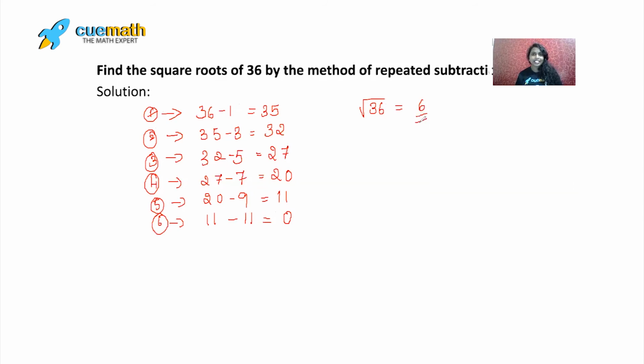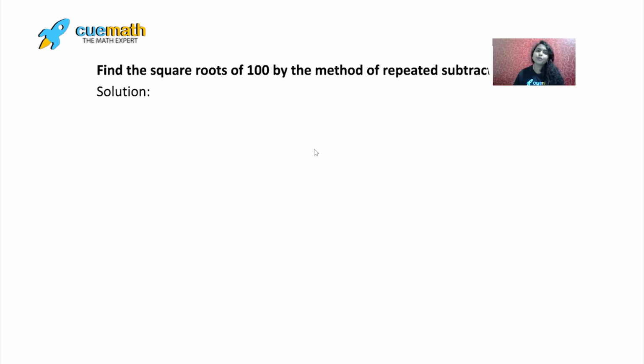I think this is very interesting, right? And this method is a bit long because when you find the square root of higher numbers, this method seems to be lengthy. Why? Because you have to do the repeated subtraction, is it not? So next, let's do another example too. Now let's find the square root of 100 by the method of repeated subtraction. This is also an NCERT question. Let's quickly get into this solution.